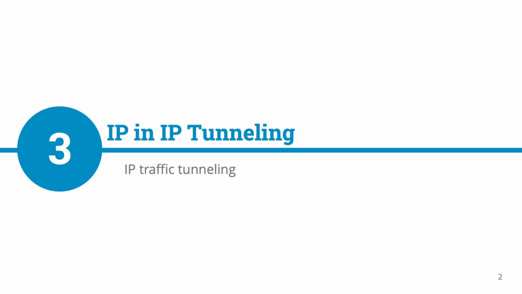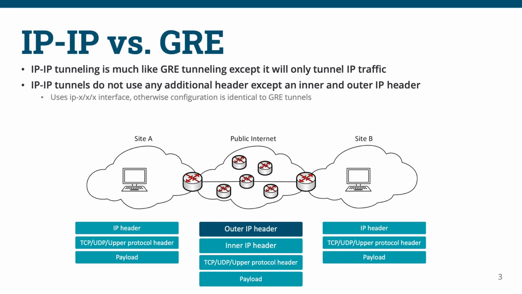Because of the single use case, the protocol is remarkably simple, though its configuration is nearly identical to the GRE tunnel we saw in a previous lesson. So let's jump in and learn a bit more about IP in IP tunneling. As we mentioned, IP in IP is much like GRE. It's essentially a specific use case of GRE.